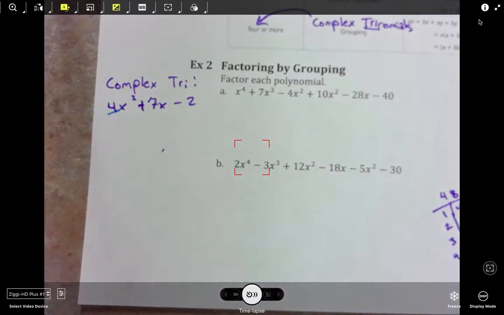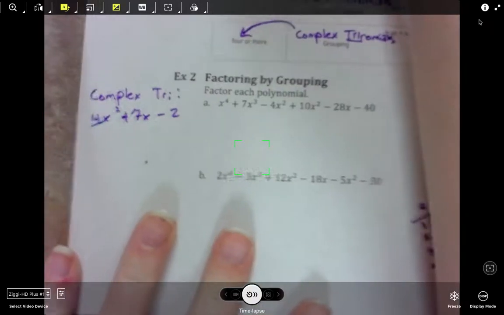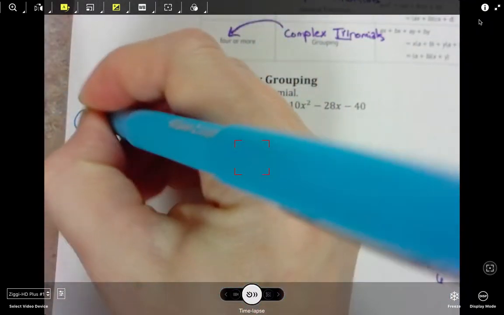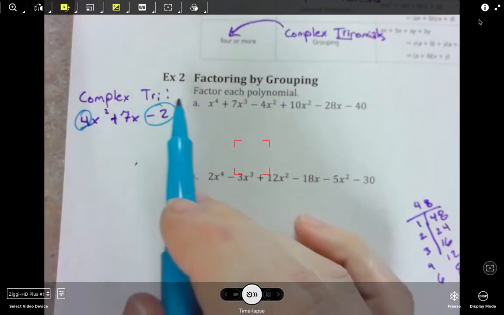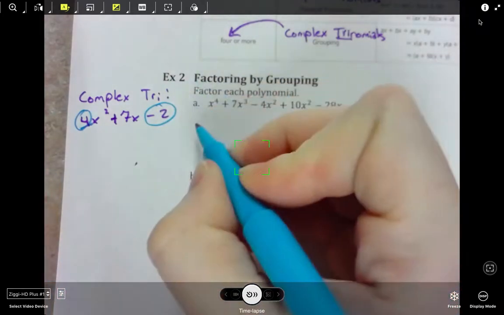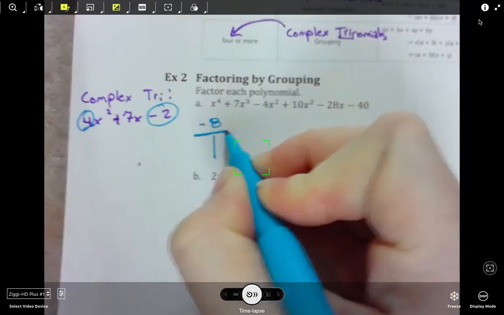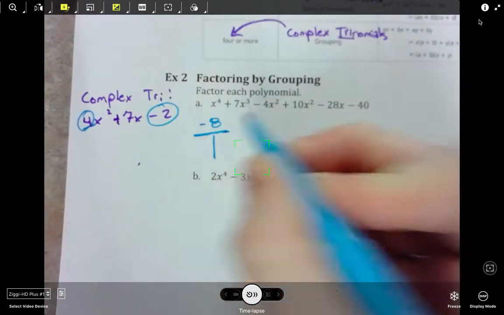So when we're doing a complex trinomial, I look at this first term and this last term, and make sure that if there's a sign, it goes with it. And I take that first term times that last term. 4 times negative 2 is negative 8, and I put it in like a little T box.